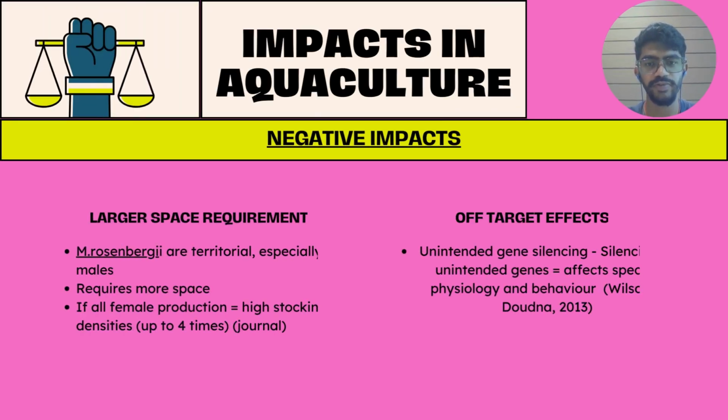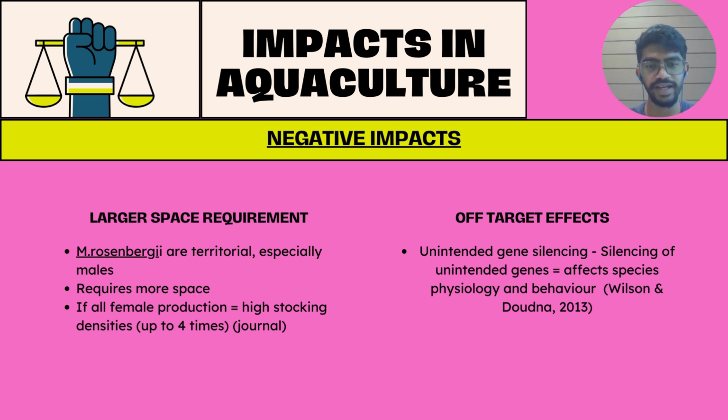Even though gene knockdown brings various positive impacts in aquaculture, it does bring some negative impacts to the industry. The first negative impact is the larger space requirement. Macrobrachium rosenbergii is territorial, especially the males, which require more space to grow, so all-male production is a concern due to its larger space requirement. However, an all-female production is an advantage because females can be stocked at high densities, up to 4 times the stocking density of an all-male production.